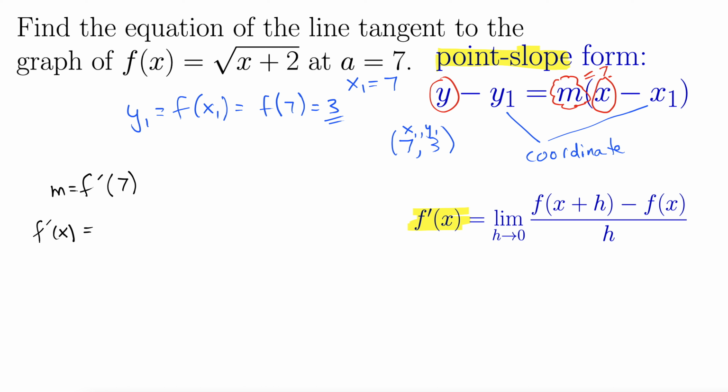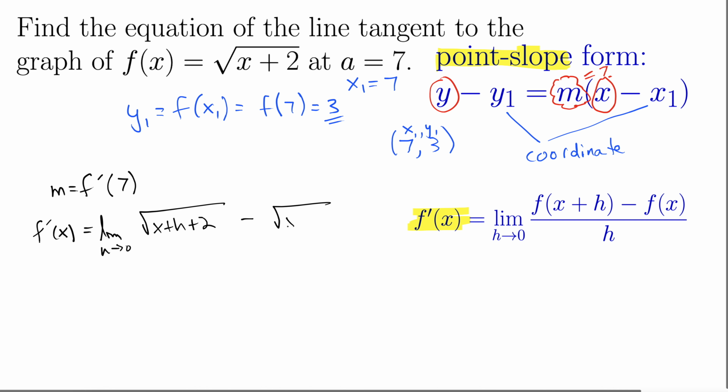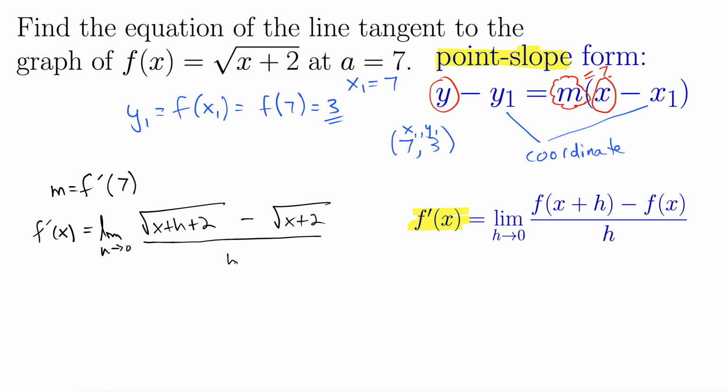So let's dive in. We have the limit as h goes to 0, f of x plus h is square root of x plus h plus 2. I'm just replacing x with the quantity x plus h. Minus, now we have f of x again. Whoops. X plus 2 is just our f of x, all over h. So there we have our f of x plus h and our f of x.